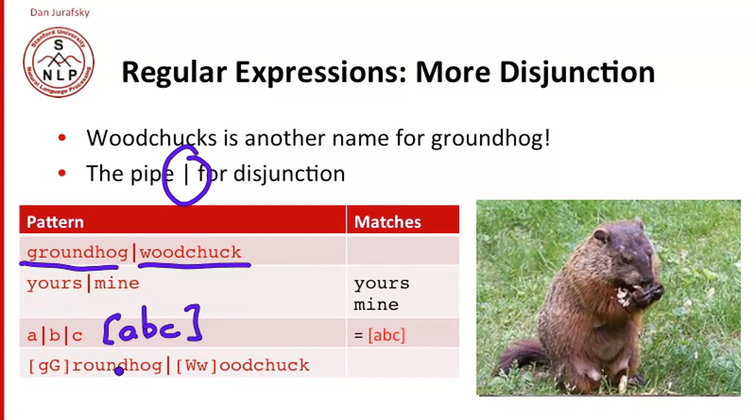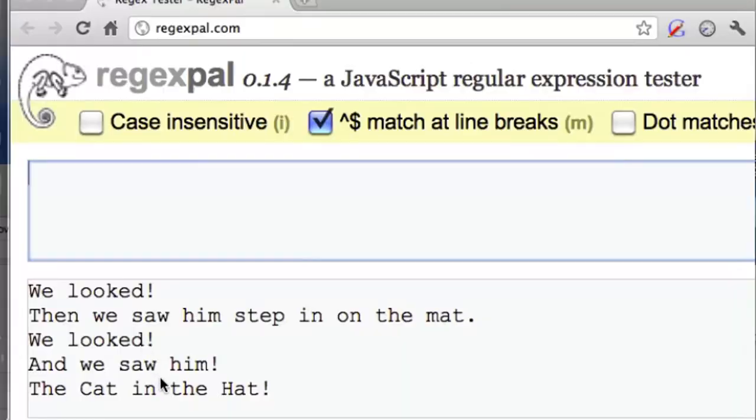And we can combine these things. We can combine the square brackets and the pipe so we can have groundhog or woodchuck, but use our square brackets for expressing capitalization at the beginning. And we can see that in our little example. We can have looked or step, and sure enough, the words looked and step are both highlighted.